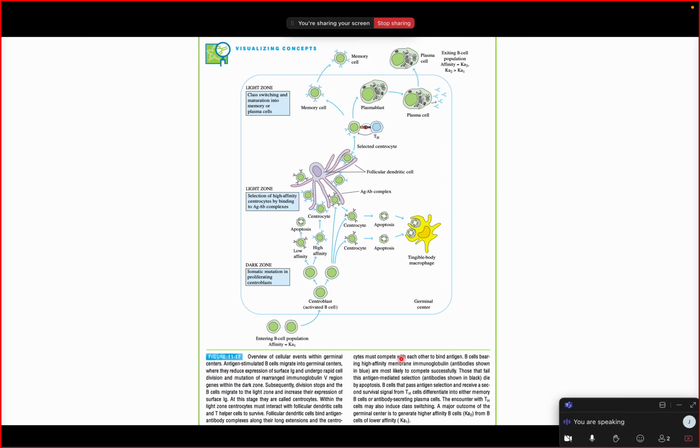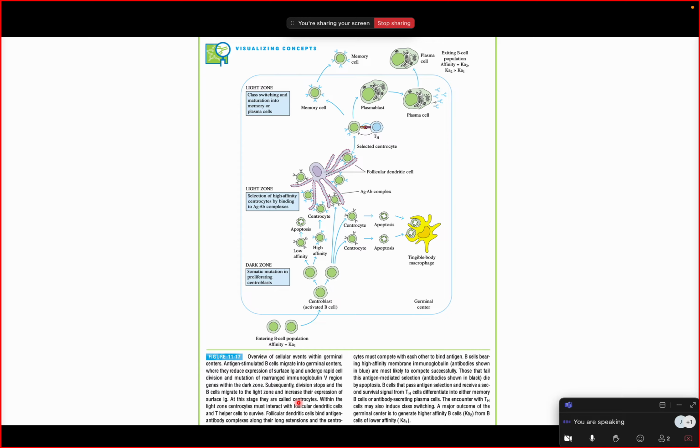So if we see here, we'll just read the legend for this first. Okay, so antigen stimulated B cells migrate into the germinal center. So here the B cell has seen the antigen, where they reduce expression of surface Ig and undergo rapid cell division and mutation of the rearranged immunoglobulin V region, or variable region, gene within the dark zone. Subsequently, division stops and the B cells migrate to the light zone and increase their expression of surface immunoglobulin. At this stage, they are called centrocytes.